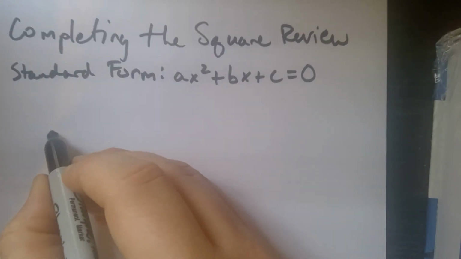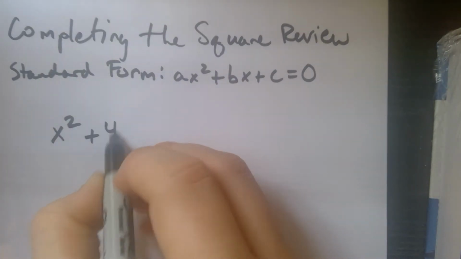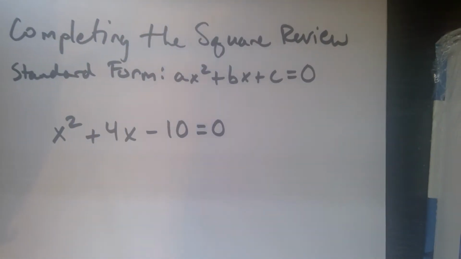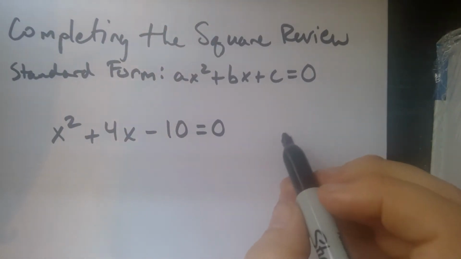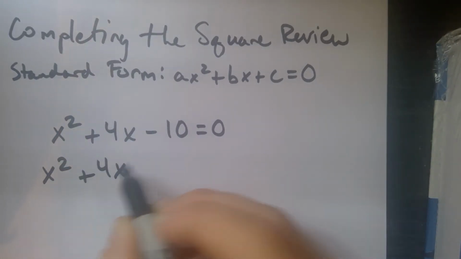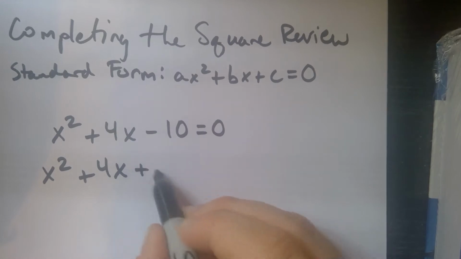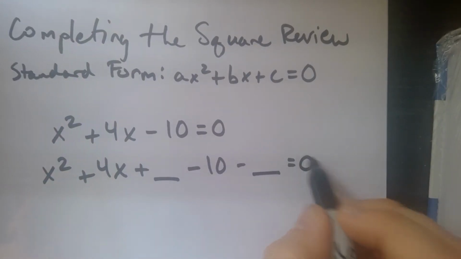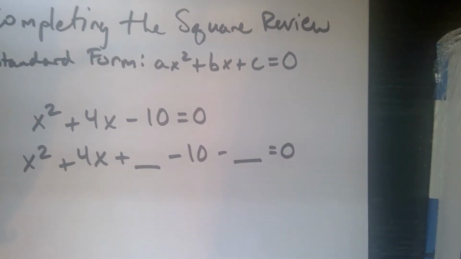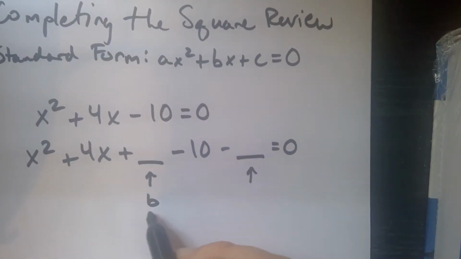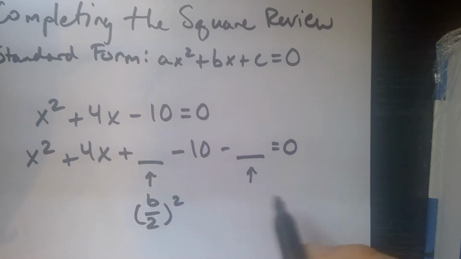So let's work with x squared plus 4x minus 10 equals 0. Okay, so we're going to complete the square. Now, the first thing we need is our blanks here: x squared plus 4x plus blank minus 10 minus blank equals 0. In order to fill this blank, we need b over 2 squared.